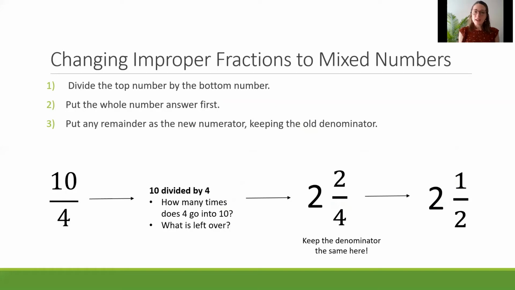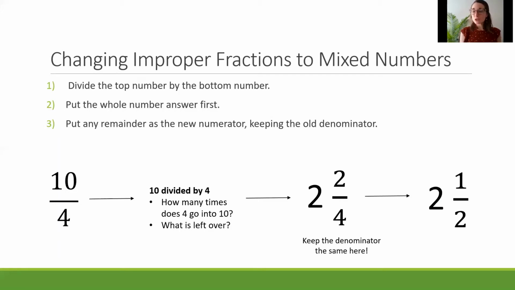So first I need to say, what is 10 divided by 4? Or another way to think about it is how many times does 4 go into 10? And then what's left over? So when I ask myself, how many times does 4 go into 10? Well, we know 4, 8, 12. Well, 12 is too high, so it only goes in 2 full times, right? So that means we have 2 whole numbers. So we'll put that first, big whole number 2. Now, what's left over? Well, 2 4s equals 8, but to get to 10, we still have 2 left over. So that's going to be our numerator, and we're going to keep the 4 as a denominator.